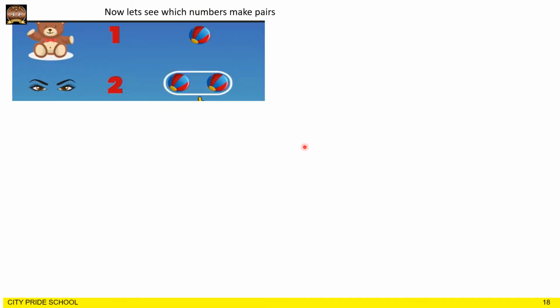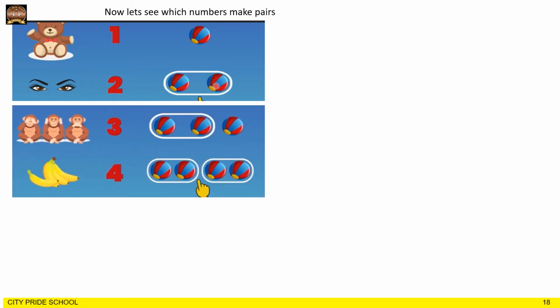Now let's see which numbers make pairs. So 1 is only 1. Here 2 balls are there. Yes, they can make a pair. Number 3. Okay, so 3 balls are there, but we can get only one pair, and one single ball is left out. So there is no pairing in number 3.